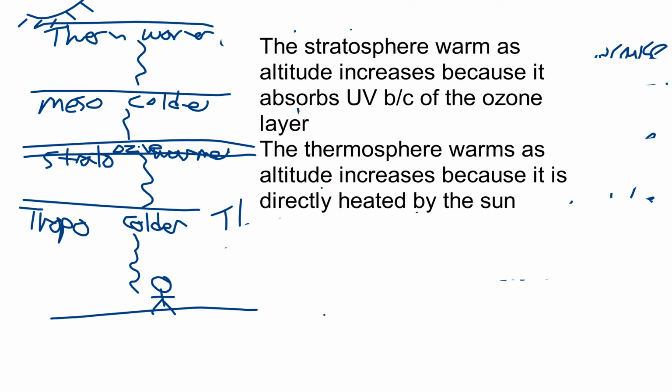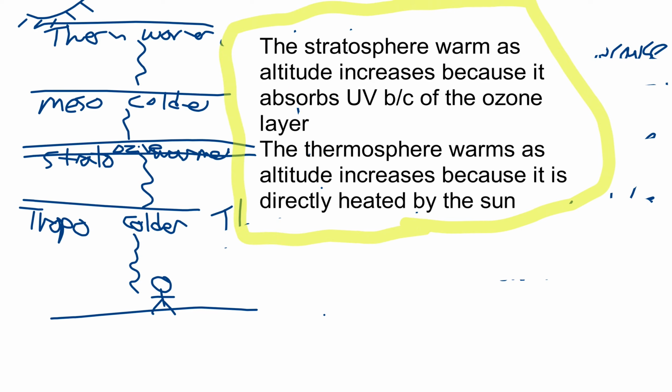So the stratosphere warms as you go up in altitude because the UV radiation is absorbed by the ozone layer, and that warms it. The thermosphere warms with altitude because it is directly heated by the sun. So this is the information you need to know for the next graded assignment.